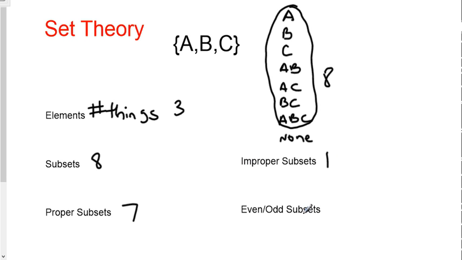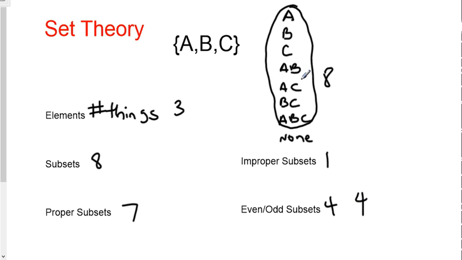And then how many even or odd subsets? Well, how many of these groups are an even amount of things? Well, AB is even, AC is even, 2 things, 2 things, 2 things, and 0 is also even. So 1, 2, 3, 4. So there's 4 even subsets, and there's 4 odd subsets if you count them up.